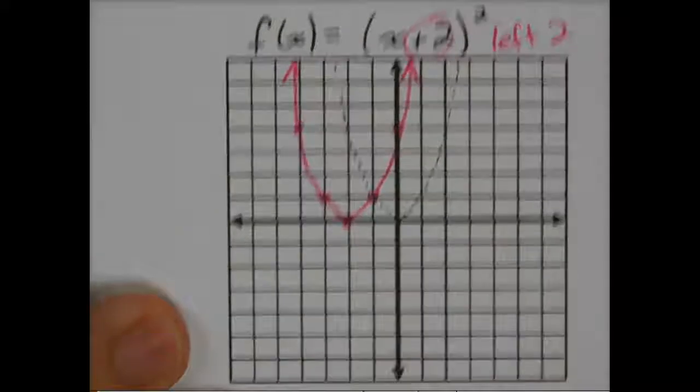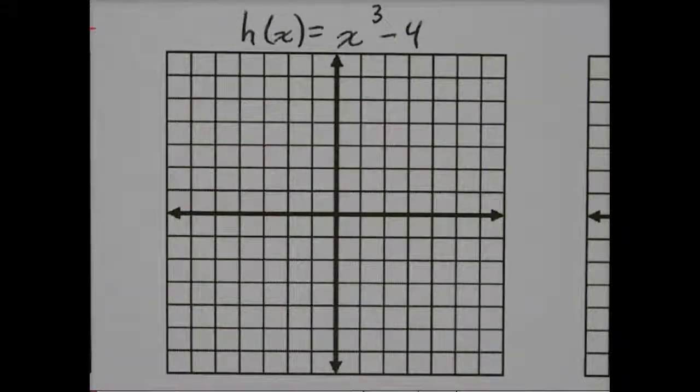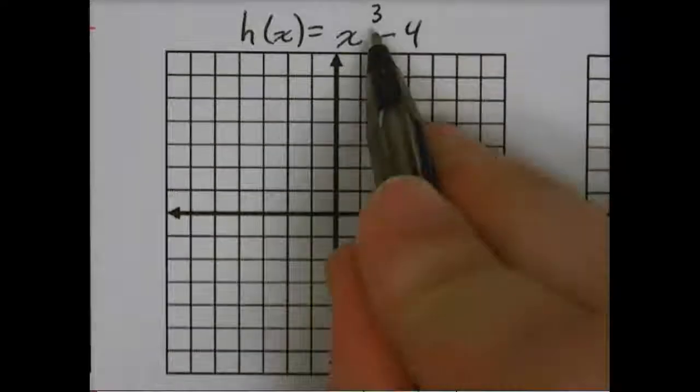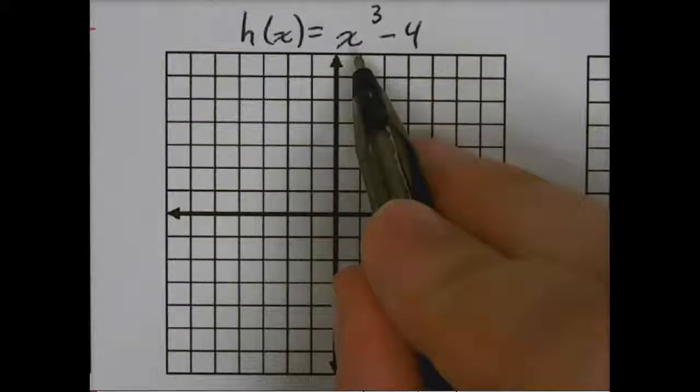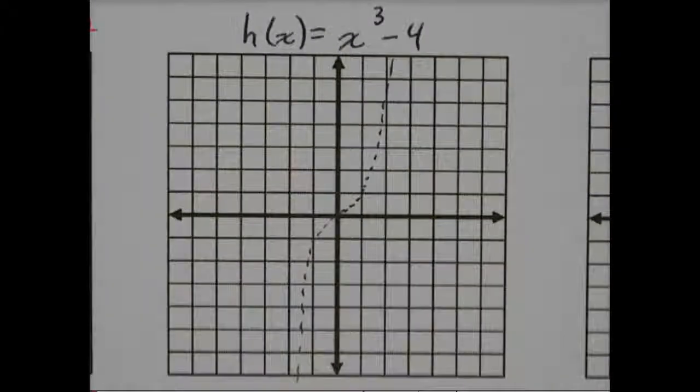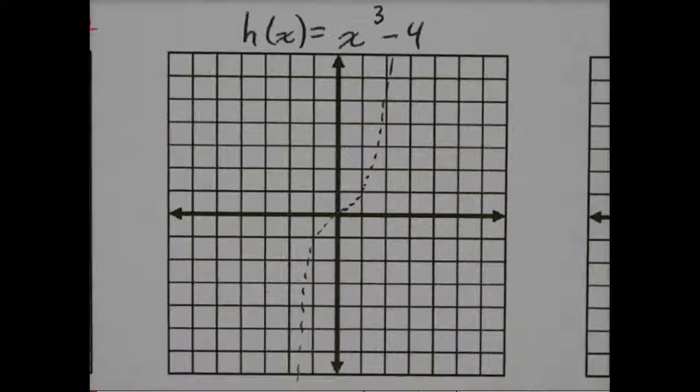All right, let's do another. All right, so again, we have x cubed minus 4. The first thing we need to do is determine what our parent function is. I see a cubic with my variable, so I know this is my cubic function. So I'll go ahead and graph my cubic parent function. Yeah, that was fast. You didn't even see me do it.